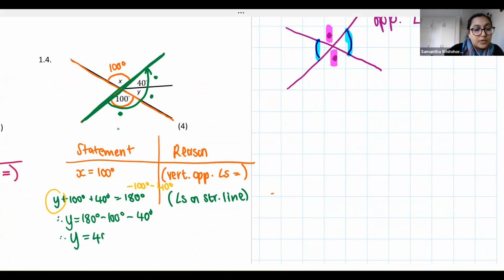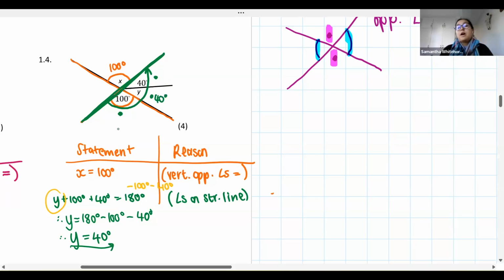And so y is equal to 40 degrees. And so now I've got the values of my unknown angles in this diagram. And I've just written 40 next to 40 because clearly I've lost it. 40, there we go. So now I know x is 100 and y is 40.